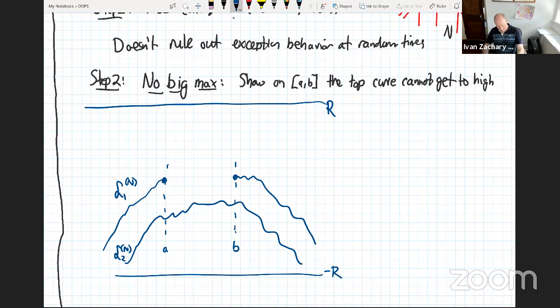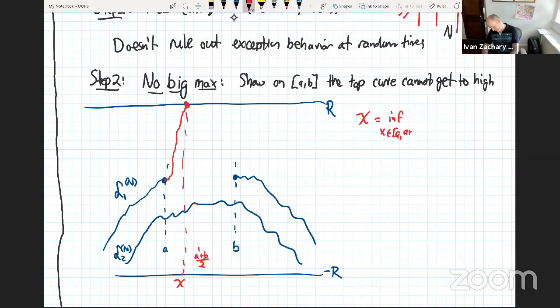So now what I'm going to do is define a stopping time. And the stopping time I'll call chi. And what it will be is the first time between, say, A and (A+B)/2, so the midpoint, the first time that I exceed R. And so chi is the inf over all x in A to the midpoint of x such that L1n of x is bigger than or equal to R. By continuity, it actually equals R at that point.